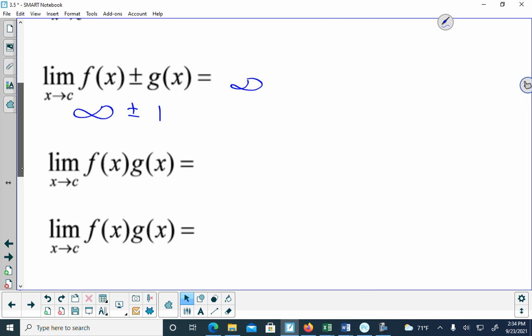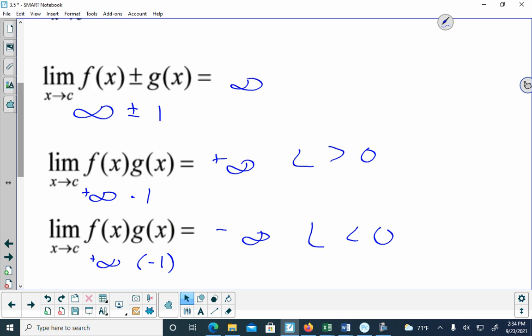So if I take times one, positive infinity times what, positive 1, I'm going to get positive infinity. This will happen when L is greater than 0. Yes? But if I take positive infinity and I multiply it by a negative number, what happens? It becomes negative infinity. That's what's going to happen when L is less than 0.